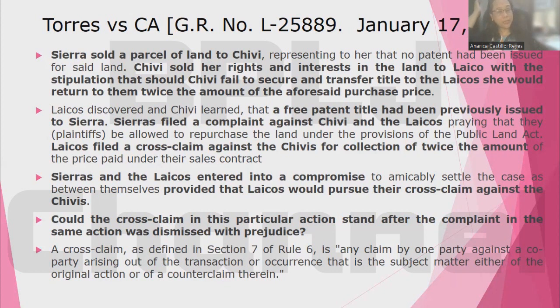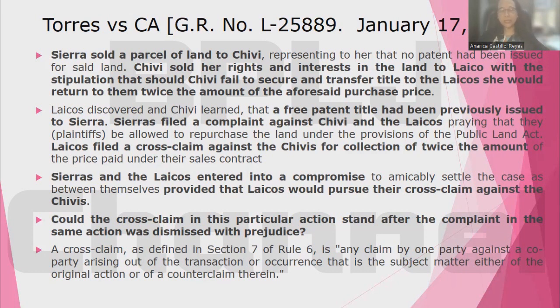Shera filed a complaint against Chibi and the Laicos, praying that he be allowed to repurchase the land under the provisions of the Public Land Act. Laicos filed a cross-claim against Chibi for collection of twice the amount of the price. So Sheras and Laicos entered into a compromise to amicably settle the case as between themselves, provided that Laicos would pursue their claim against the Chibis.